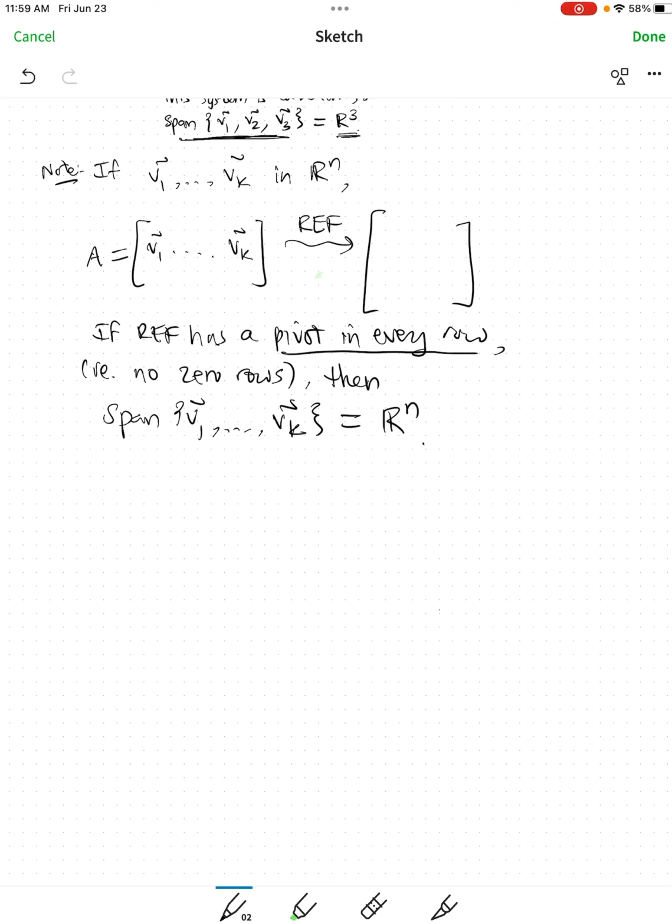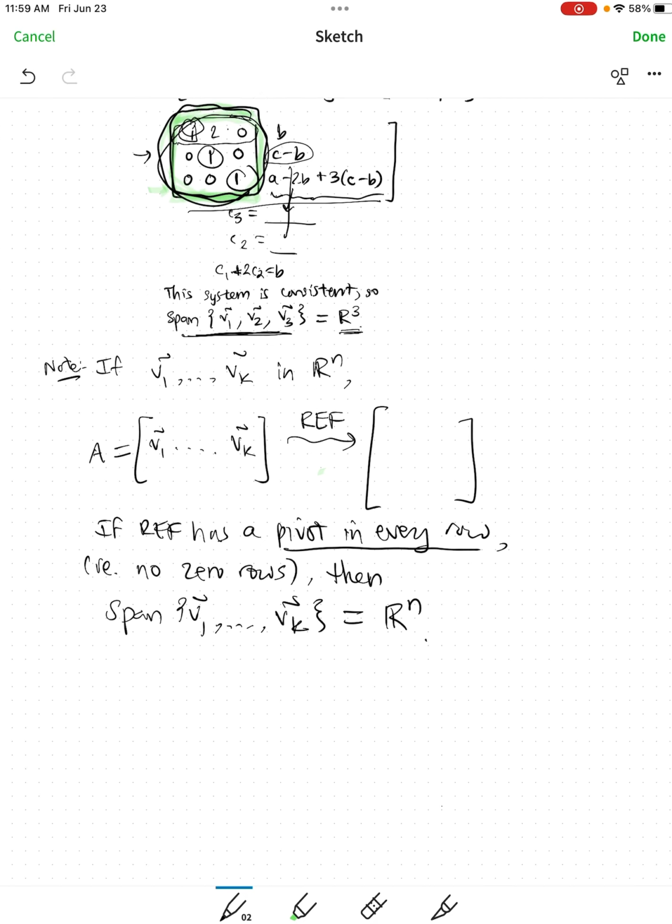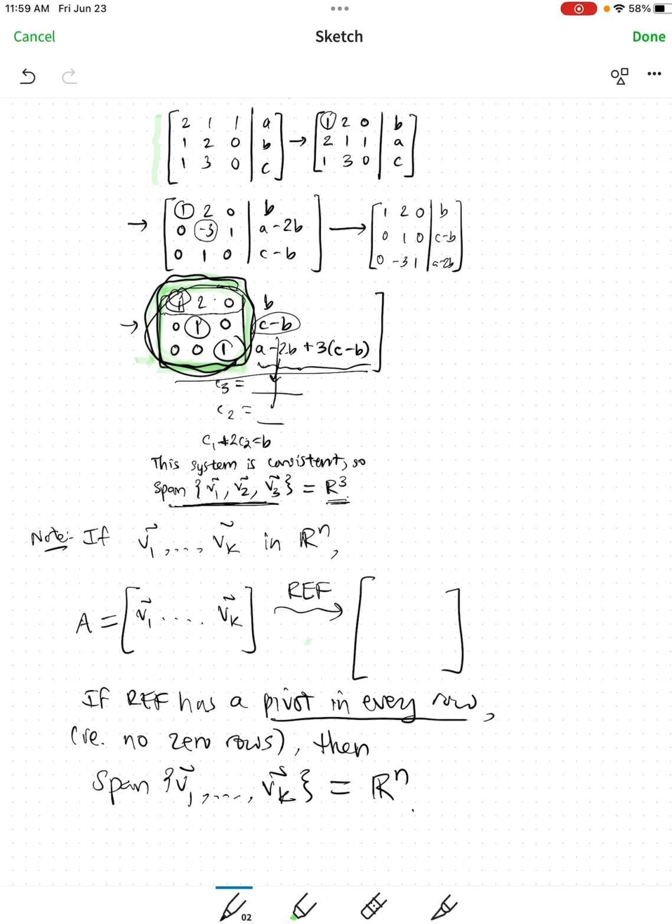Okay, so maybe I'll just end the video now, and next time we'll take a look at some more pictures, because I didn't really draw any pictures. We just did some sample problems. But next time we'll look at some pictures.